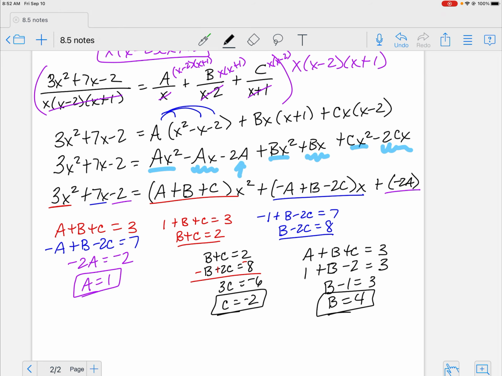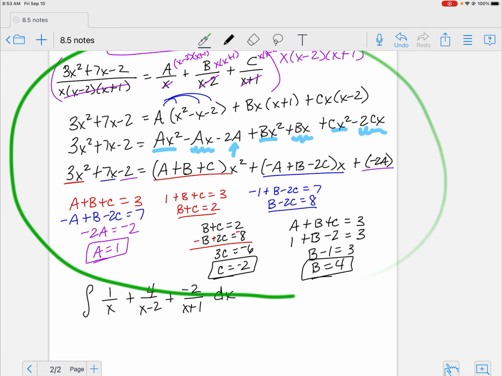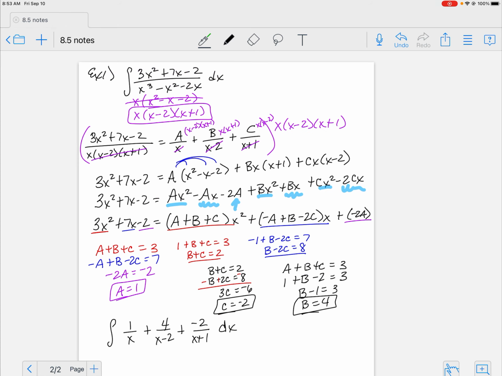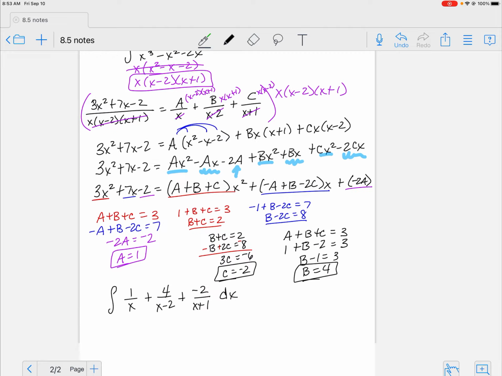So I can now integrate and say A is 1 over x plus B is 4 over x minus 2 plus C is a negative 2 over x plus 1 dx. And now we can easily integrate. Do you see that? Sweet, right? We had to do this fraction decomposition, partial fractions decomposition, because we start with an integral that we can't work with. So we do this pile of algebra here so that we can get an integral that we can work with.